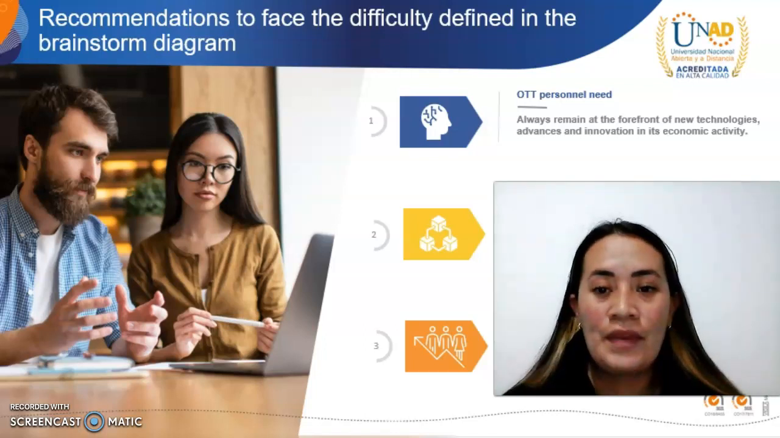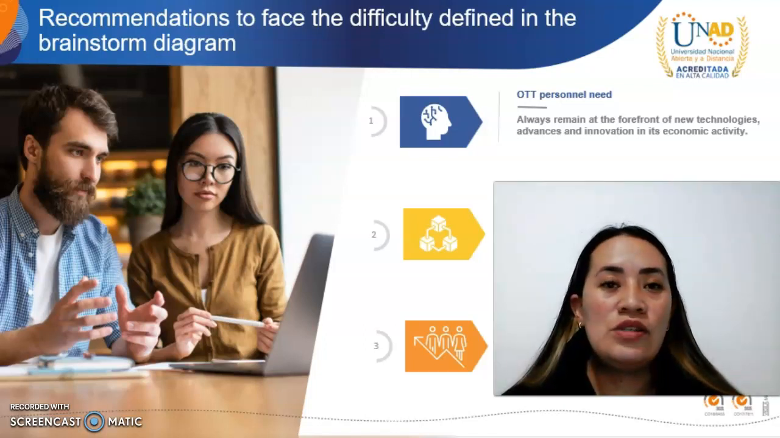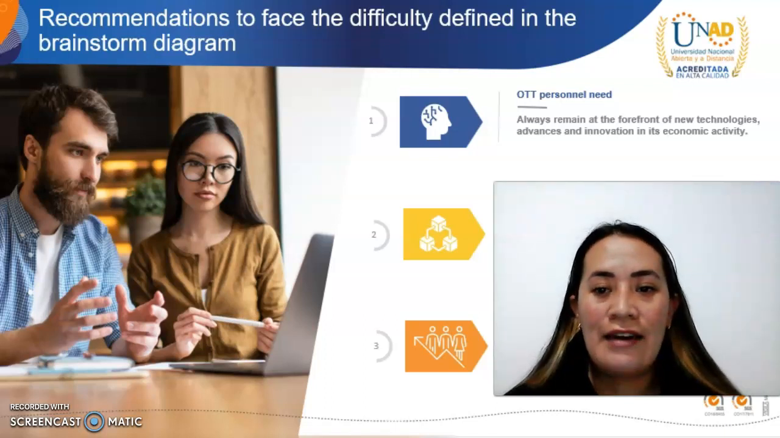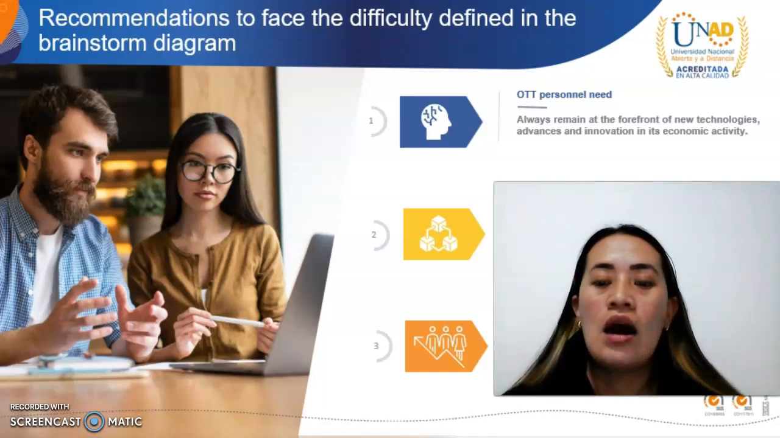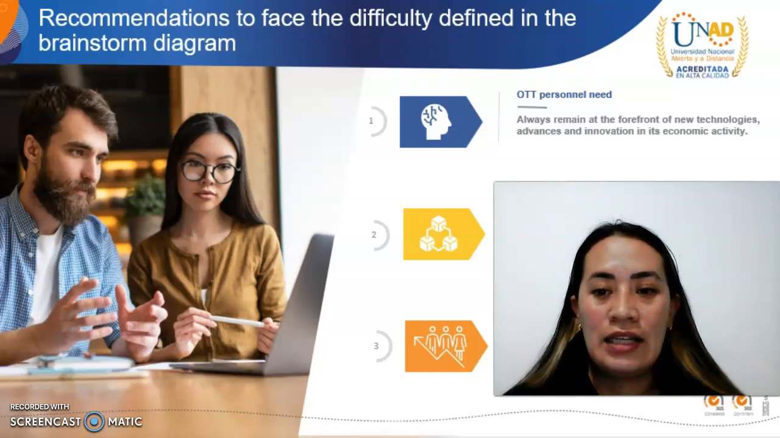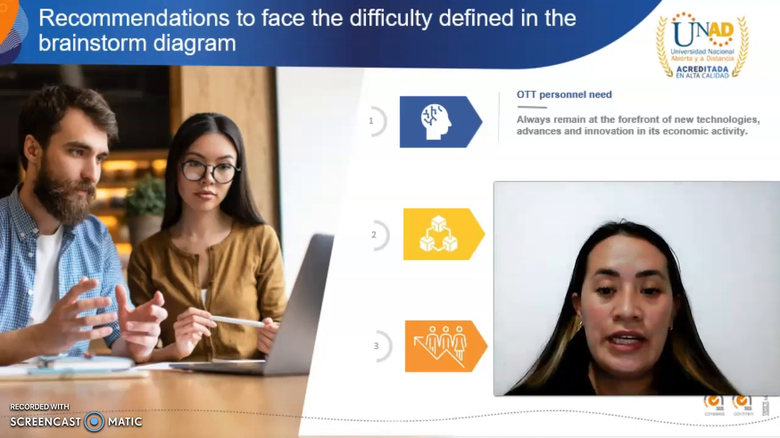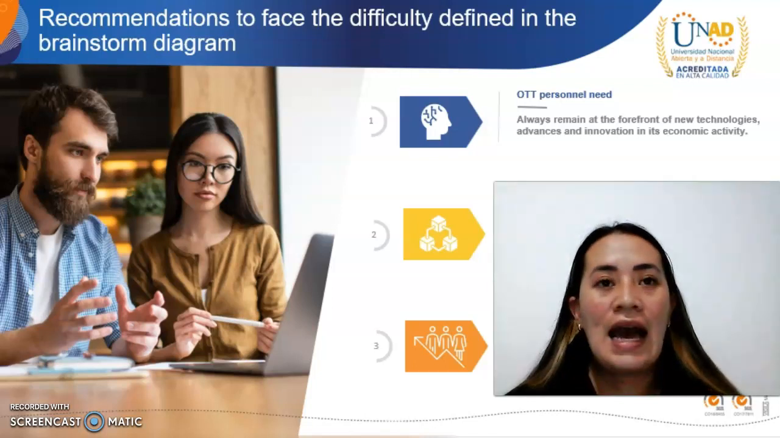Number 2, always be dissuaded to unforeseen events, tolerance of failure, tolerance of frustration. And number 3, facilitate research and obtaining technology and information.